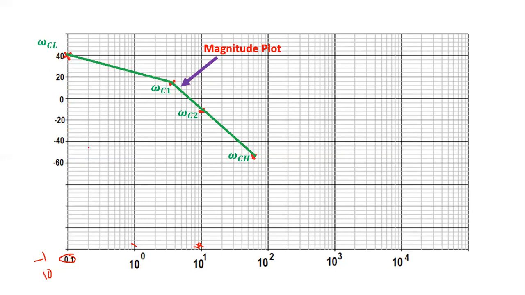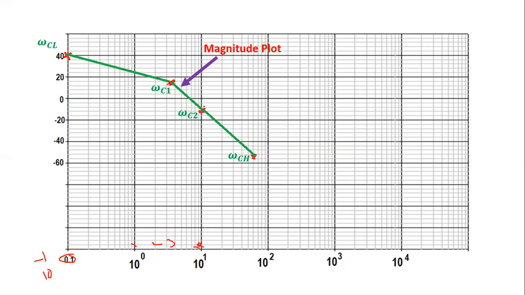Next, omega C1, which is 2.5. At 10 power 0, this is 1, this is 2, and this is 3, so in between here it will come. We mark 2.5 as plus 12 gain. Omega C1 gain is plus 12. Next, omega C2, which is 10. For 10, the gain is minus 12 decibels.